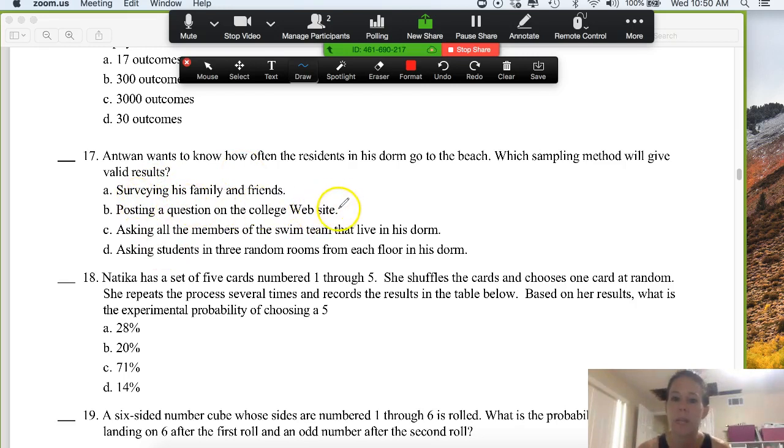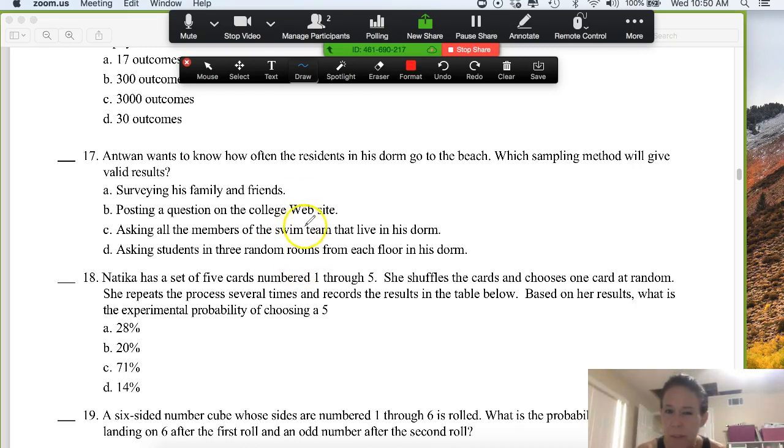Posting to the college website seems fair, but that will be only hitting people that are interested in answering that question on the college website. So it might just hit a bunch of people that like going to the beach. Like, ooh, look at that question. I like going to the beach. I'm going to answer that, right? It might not be as valid of a random sampling as you think, because you have to go to that website to answer that question.